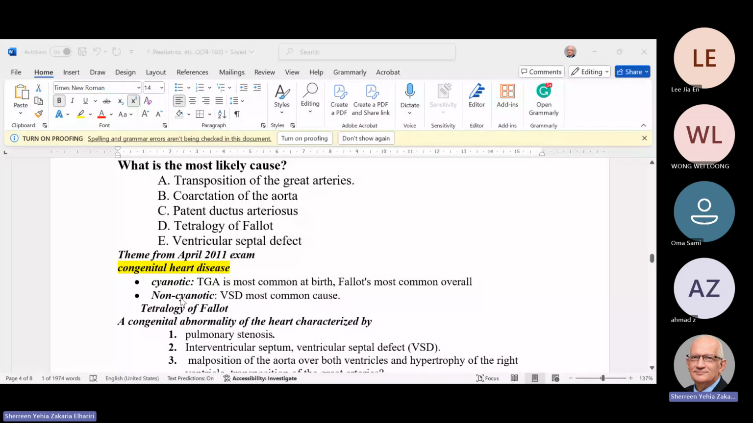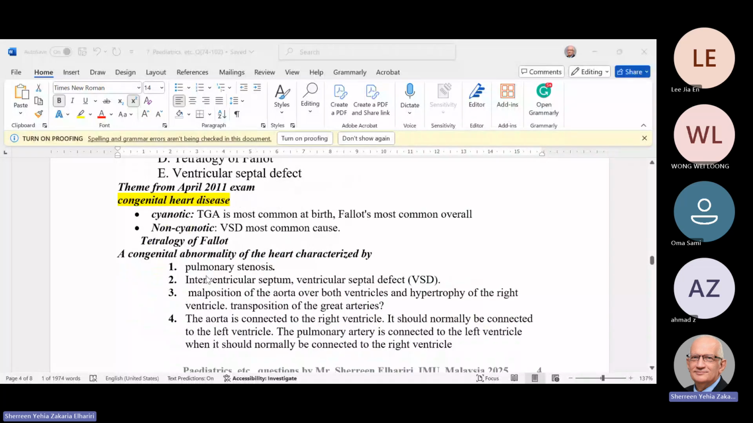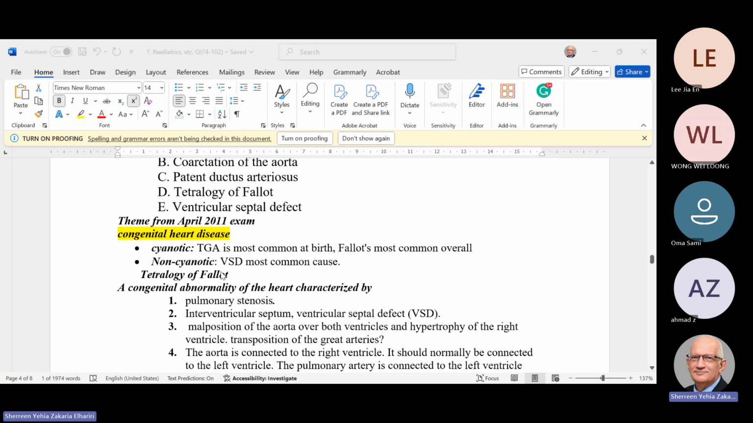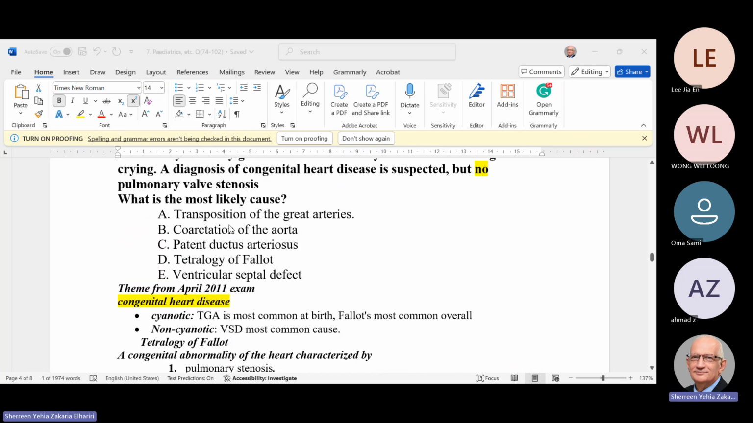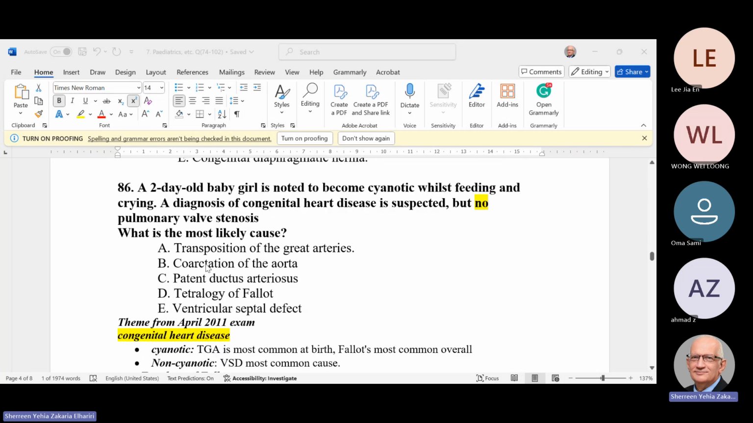Tetralogy of Fallot means four: pulmonary stenosis, VSD, and malposition of the aorta. The aorta is connected to the right ventricle, but it should normally be connected to the left ventricle, so there is an anomaly in the connection of the aorta. So this is Tetralogy of Fallot. If we don't have pulmonary stenosis, we call it transposition of the great arteries. So this patient has a congenital anomaly, but it's not complete Fallot, it is just transposition of the great arteries.